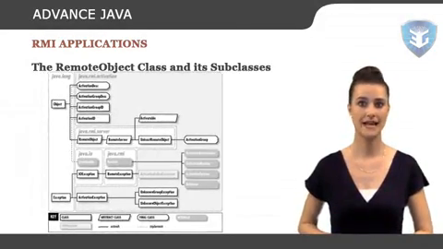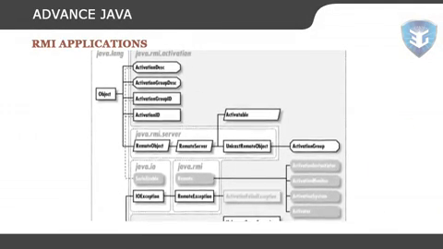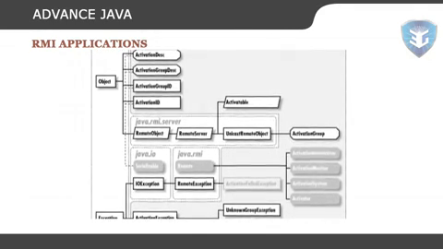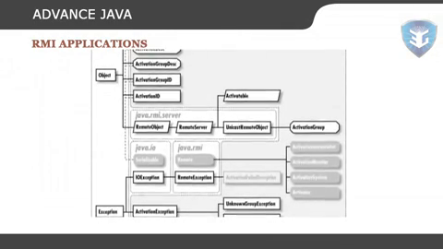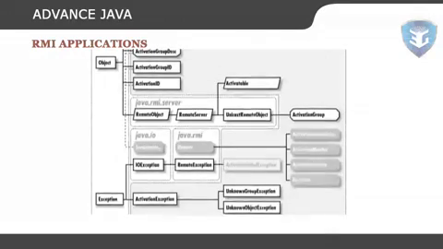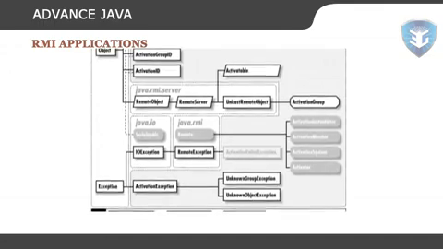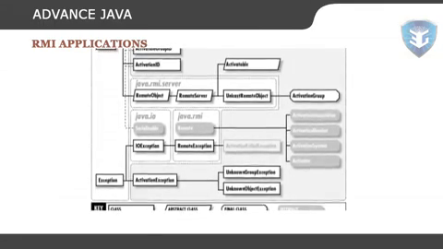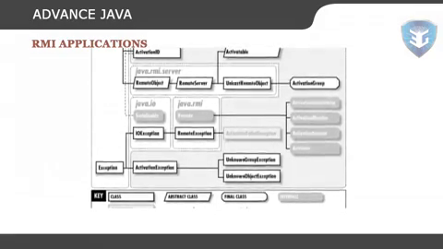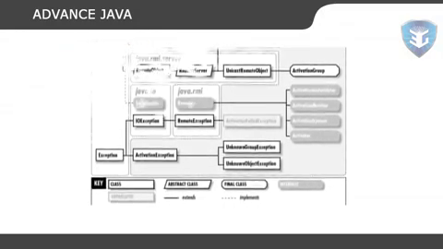The RemoteObject class and its subclasses. RMI server functions are provided by java.rmi.server.RemoteObject and its subclasses, java.rmi.server.RemoteServer, java.rmi.server.UnicastRemoteObject and java.rmi.activation.Activatable. The class java.rmi.server.RemoteObject provides implementations for the java.lang.Object methods hashCode, equals, and toString that are sensible for remote objects.